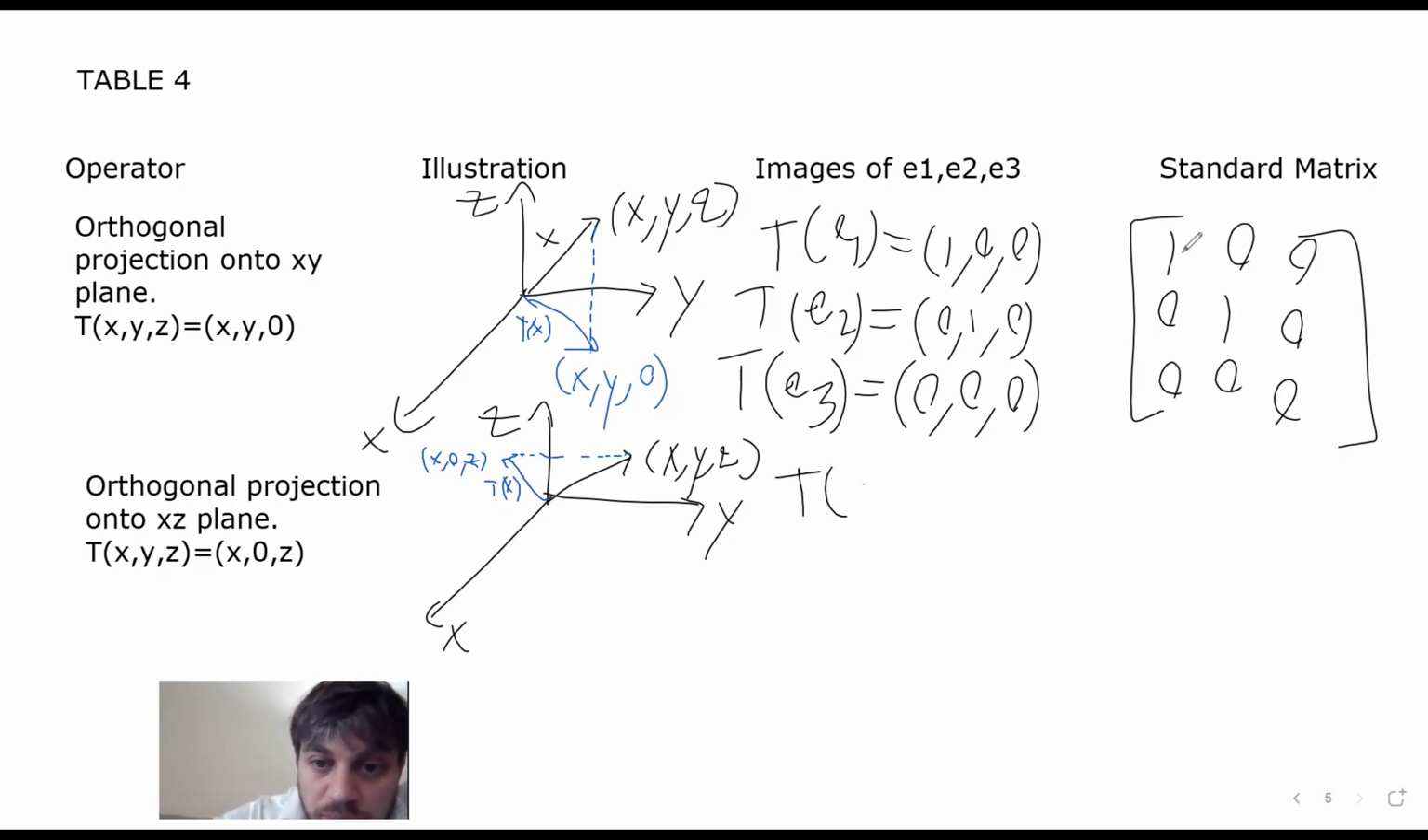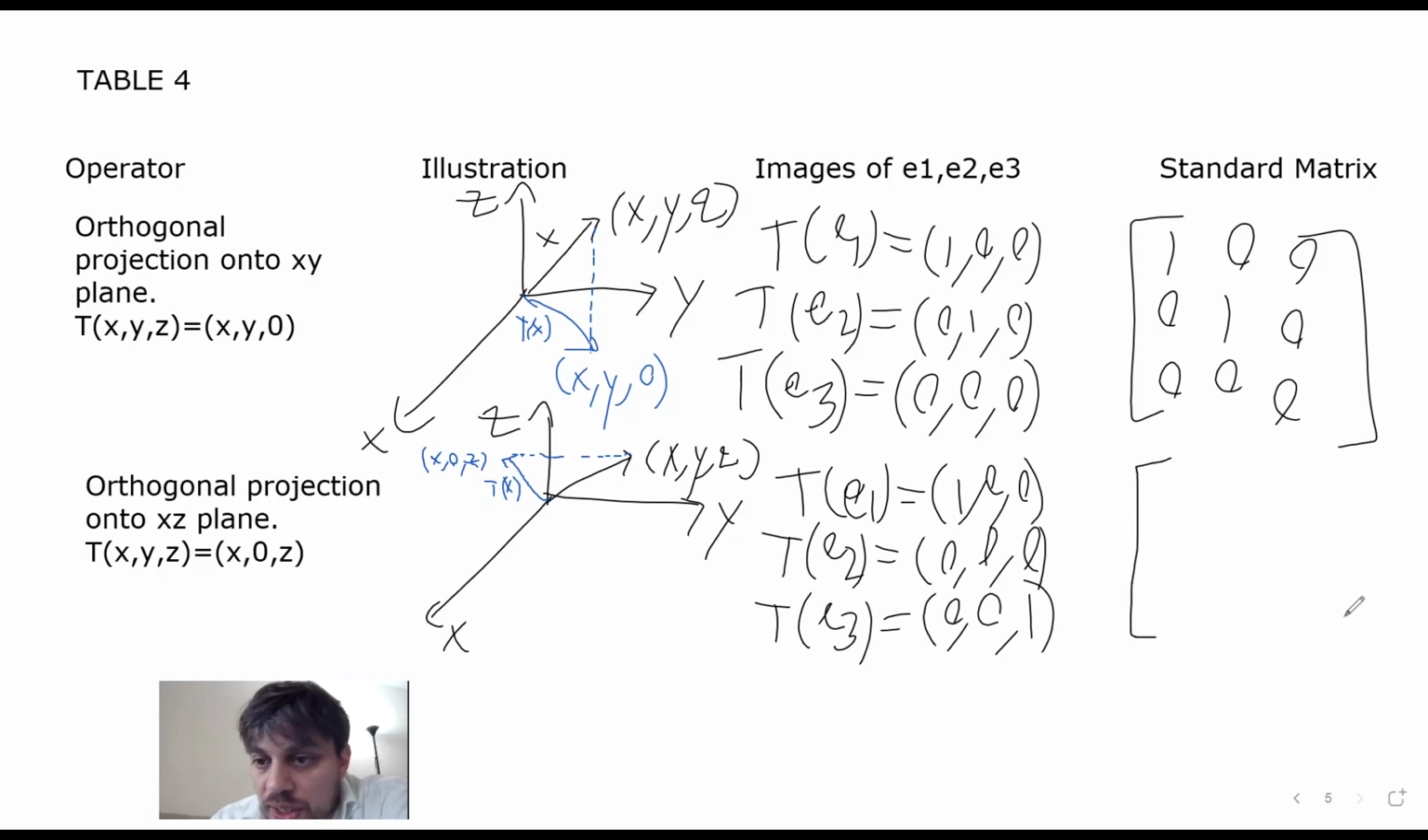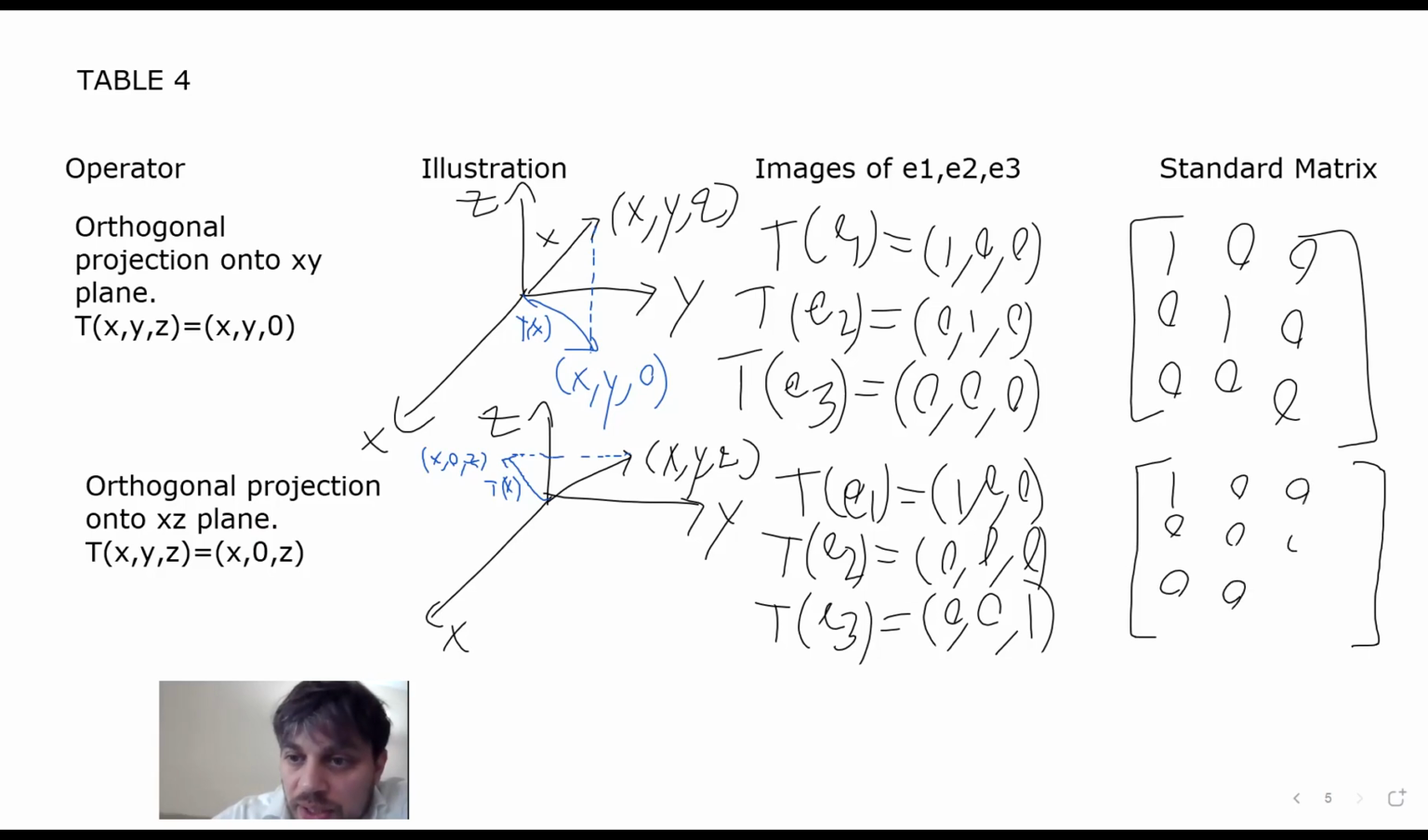So T of E1 is making the y component 0, which it already was, so it stays the same. T of E2, you make the y component 0, and now you get the 0 vector, it changes that vector. And T of E3 stays the same because the y component was already 0. And so those are the images under T of E1, E2, and E3, and they make up the columns of the standard matrix. And so now you get this. This is the standard matrix for the orthogonal projection onto the xz plane.